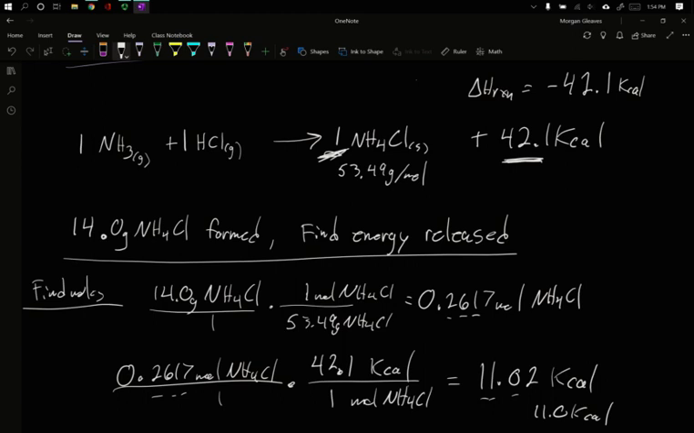When this reaction happens, when we let those liters of starting gas react with each other, it will give off an enormous amount of energy, 11,000 calories. So if we have the delta H of a reaction, we can treat it like it is part of the balanced reaction in order to find the amount of energy.